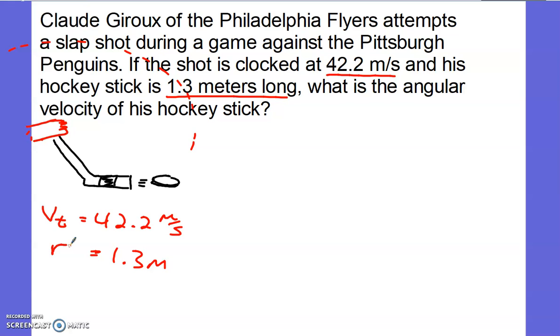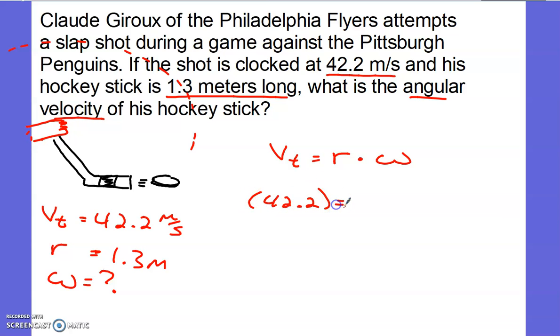So we know the radius, we know the tangential velocity. We want to know what is the angular velocity, and that's our Greek letter omega. The equation we're going to use is that the tangential velocity is the radius times the angular velocity. We have the tangential velocity of 42.2. Our radius is 1.3. We're going to solve for the angular velocity.